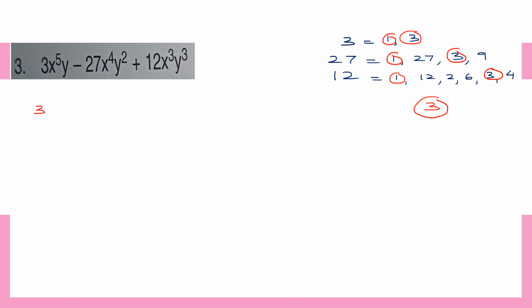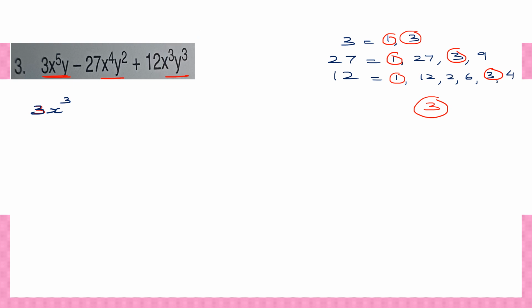I'm going to take out the common factors. Now here, as you can see, I have x to the power of 5 y, and here also x and y, here also x and y. Look out for the smallest power of x. Here I have x raised to the power of 5, here x raised to the power of 4, here x raised to the power of 3. So I'm going to take that as the common one. So this is 3 and x to the power of 3, which is the smallest power of x.